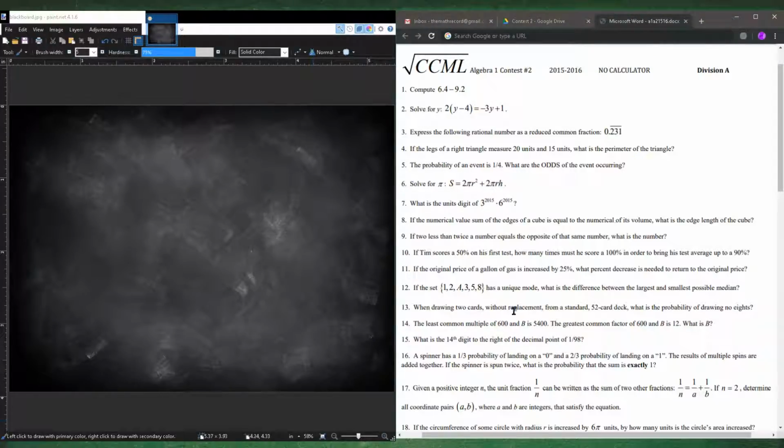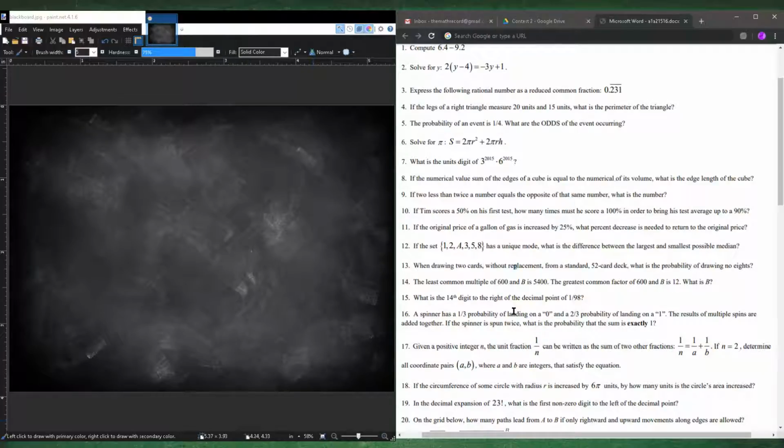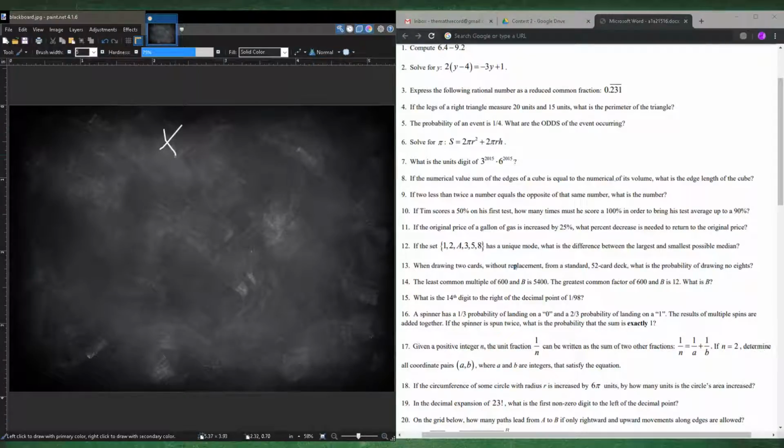Okay. Question 11. If the original price of a gallon of gas is increased by 25%, what percent decrease is needed to return to its original value? So let's say the original amount is x, right? So if the original price of the gallon is increased by 25%, you have 1 plus 0.25, which is 1.25x. So a 25% increase is just 1.25 times x.